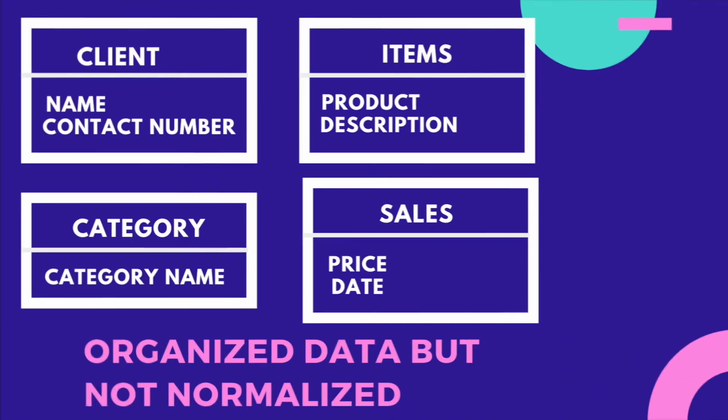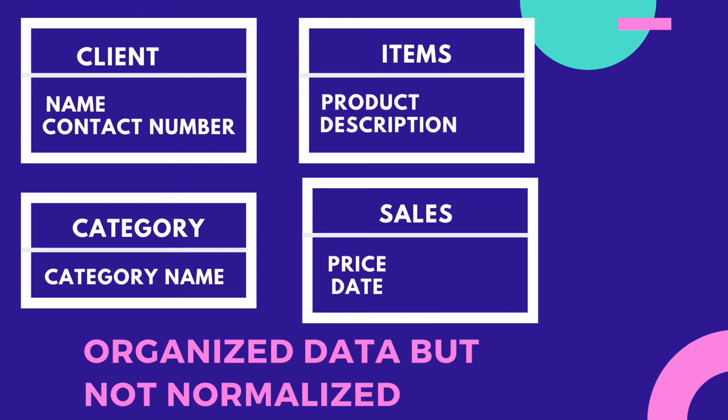If you analyze the data, it may look like this. You can group information per entity, so one for client, items, category, and sales. But this is still not normalized because you still have a redundancy issue. And how will you identify who bought what or who paid that certain amount?